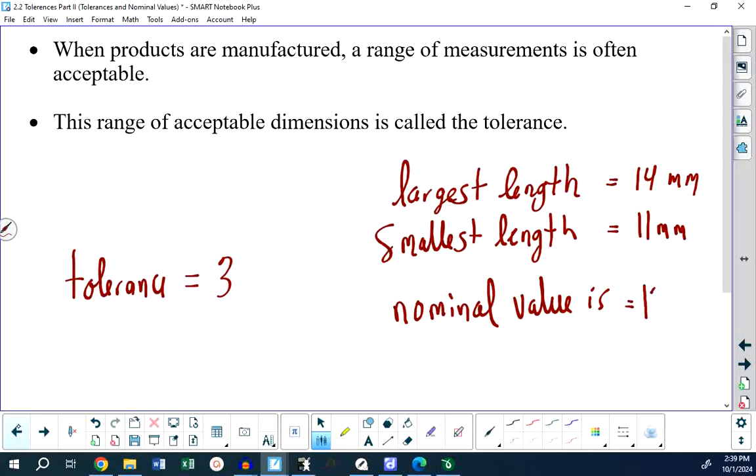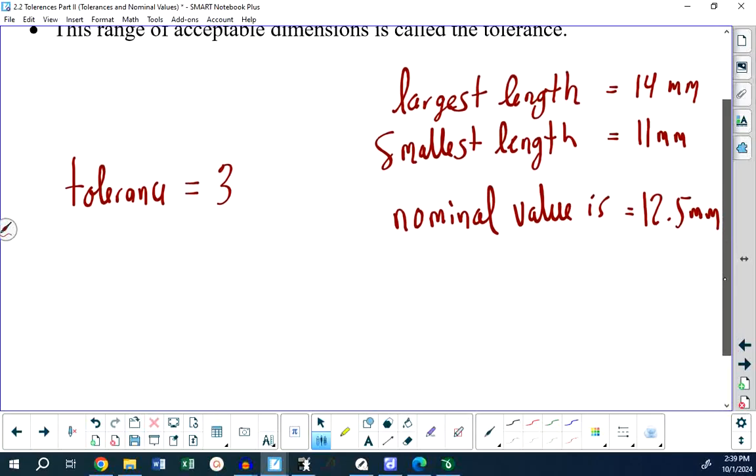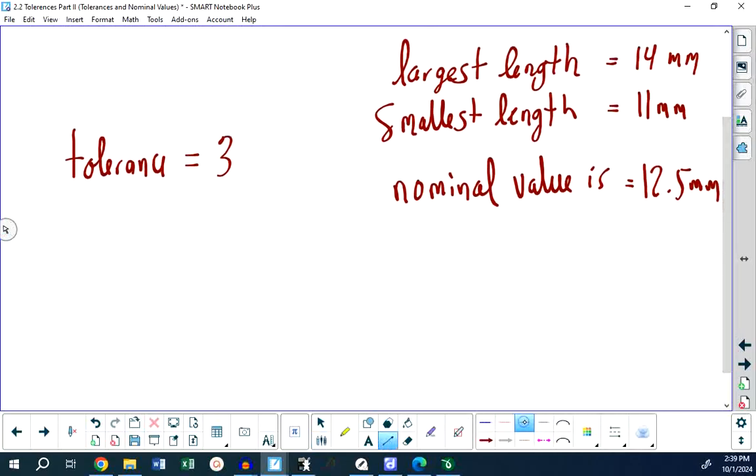And I'm going to ask how you got that, because there's at least two ways you might have thought of this. So how did you come about at the number 12.5? I divided the tolerance by 2, but also I double-checked that it was like the middle number of the largest and smallest. Perfect. So what you're recognizing is that there's a minimum value, there's a maximum value, and if I'm saying the nominal value is the ideal value, then it's halfway in between.